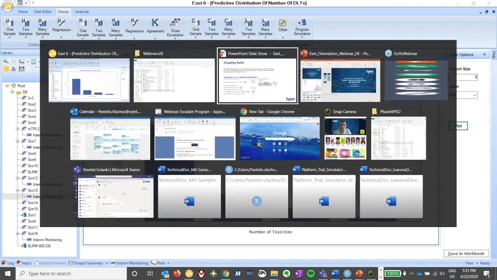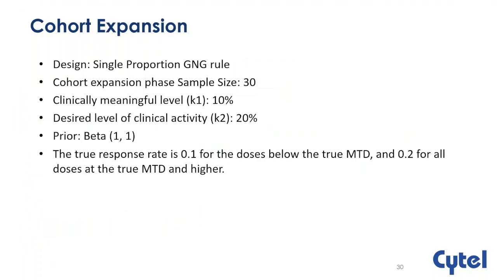Finally, what I would like to mention is the cohort expansion capabilities of the software. Once we identify the maximum tolerated dose, we can design a single proportion go-no-go rule study, a single arm cohort expansion study, and you can enter as inputs into that study what sort of sample sizes you're going to be considering. In this case, a sample of size 10. What is going to be a clinically meaningful level? In this case, 10%.